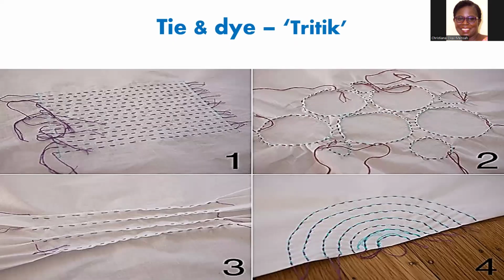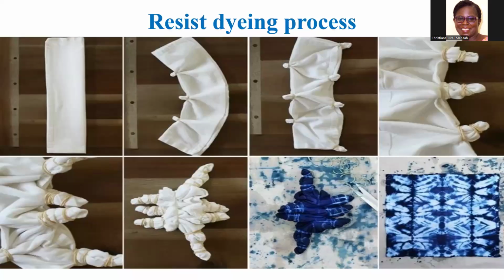Okay, so this is how you do the stitching. You use your needle and thread to stitch your fabric like what you're seeing here. After stitching, you pull it very tight so that the dye cannot penetrate. When you open it and remove the stitch, you see your design coming out nicely like you're seeing here. So we have the folding and the tying.